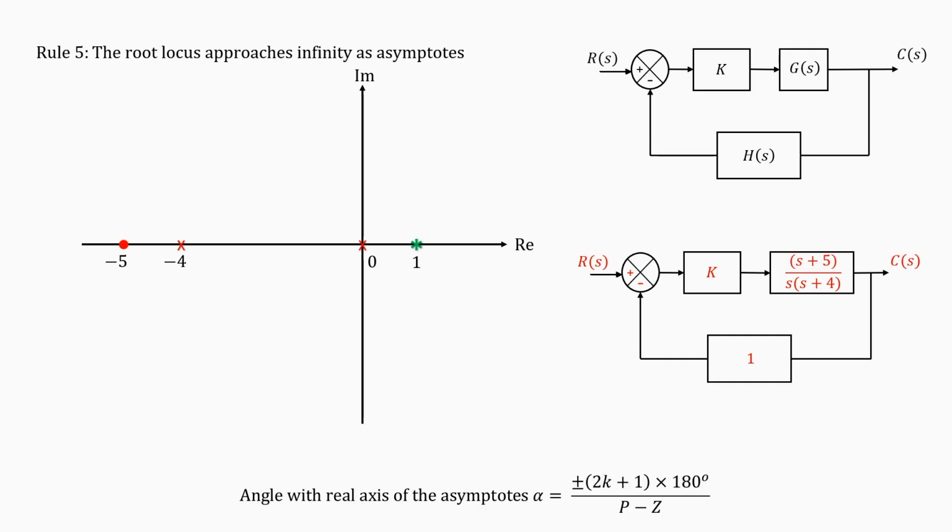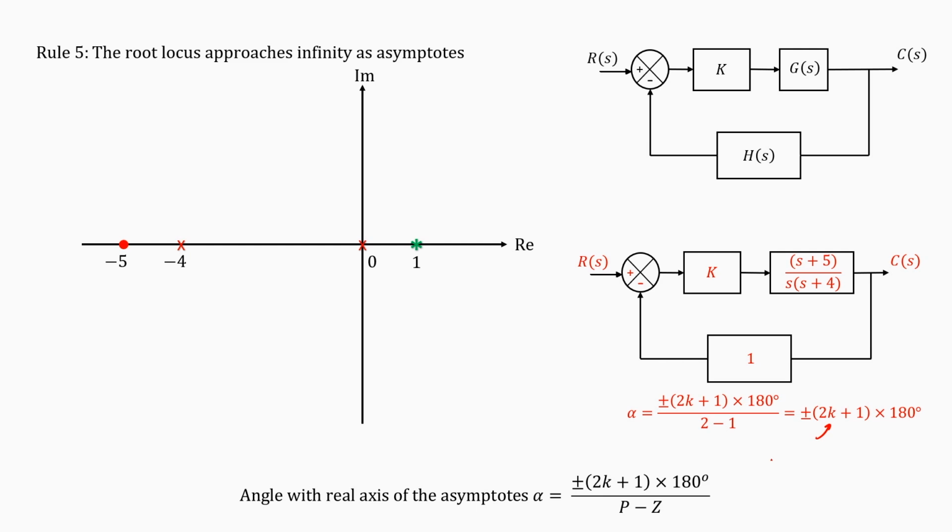The angle with the real axis of the asymptote is given by (2k plus 1) into 180 degrees by (p minus z), where k takes values plus minus 1, plus minus 2, whatever, integer values basically. And in this case we will get only one angle of asymptote, because we had only one asymptote. So, only one value we will get. So, let us try to calculate this. (2k plus 1) into 180 degrees by 2 minus 1, because p here is the number of poles, z here is the number of zeros. So, p is 2 minus 0 of the open loop transfer function, and this comes out to be (2k plus 1) into 180 degrees.